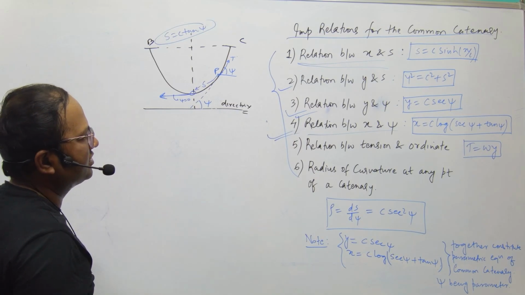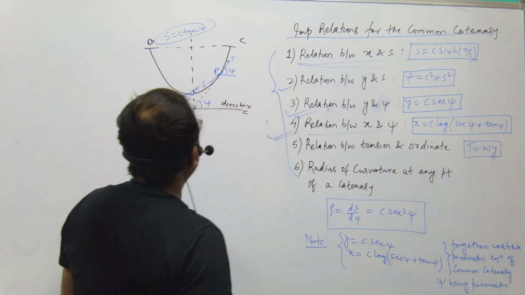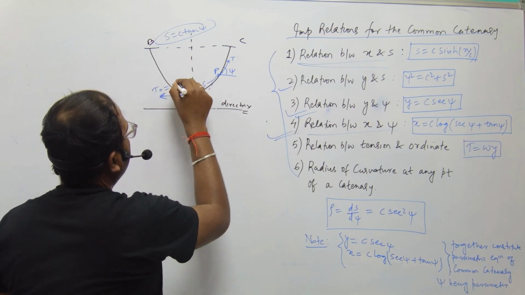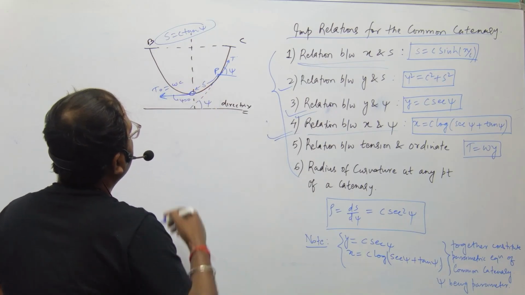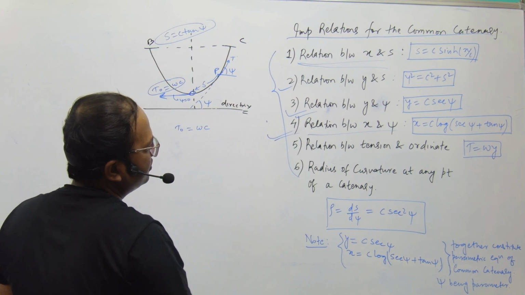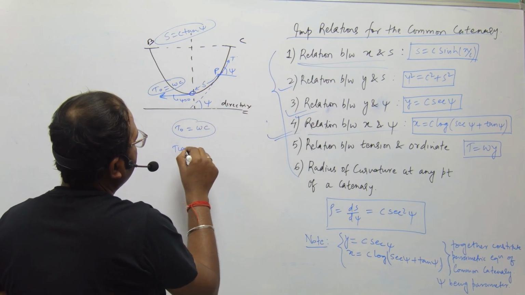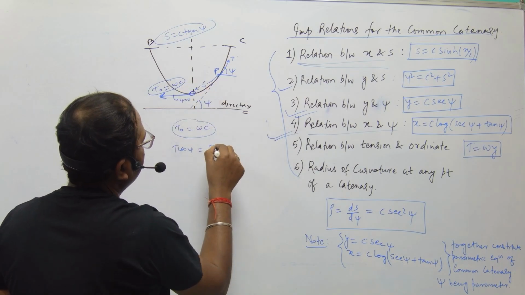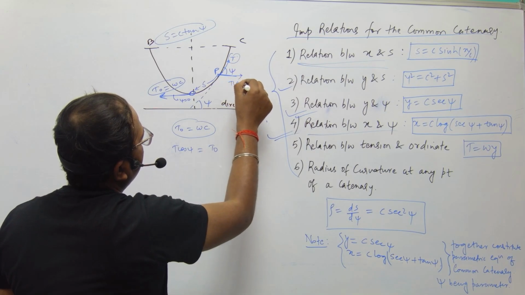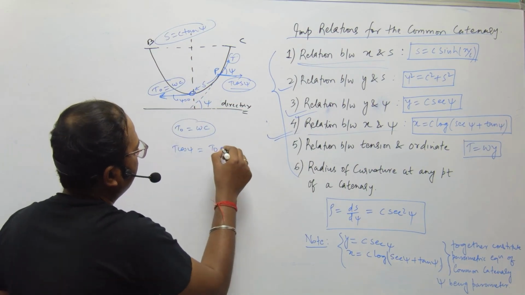We have the relation between tension and ordinate as T is equal to small w into y. The tension at the lowest point is T naught, and this T naught is equal to small w into c, the weight of c length of the string. This we have already discussed. And we have T cos psi, the horizontal component of the tension, equal to the tension at the lowest point, that is T naught. This is equal to wc.